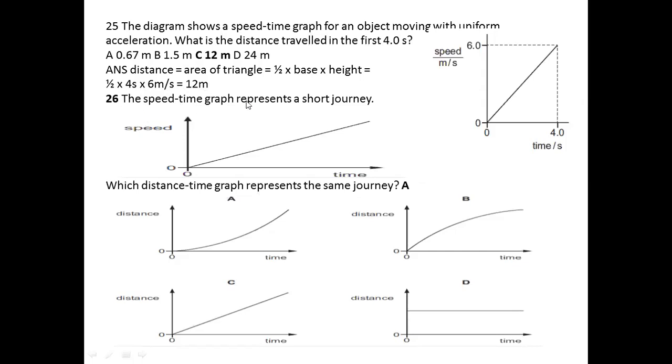Okay, the next question is the speed time graph represents a short journey. The speed time graph, which distance time graph represents the same journey? Over here, the speed is increasing, right? Speed is increasing. So we have to identify which distance time graph shows that speed is increasing. So A shows that the speed is increasing. If it is a curve, it is increasing. This curve. Over here, the speed is decreasing. But over here, speed is increasing. So A is the correct answer. Over here, speed is constant. Over here, speed is zero. So we have to tell in which the speed is increasing, and that is distance time graph A. Distance time graph A is the correct answer.